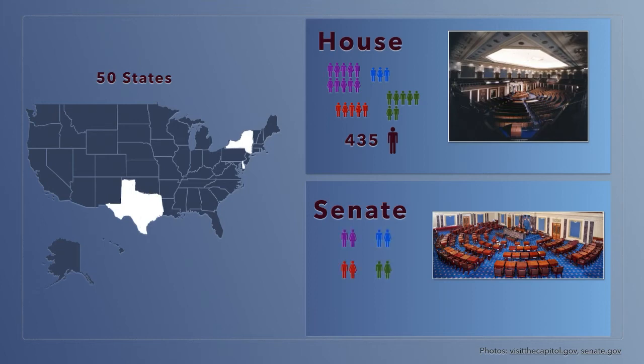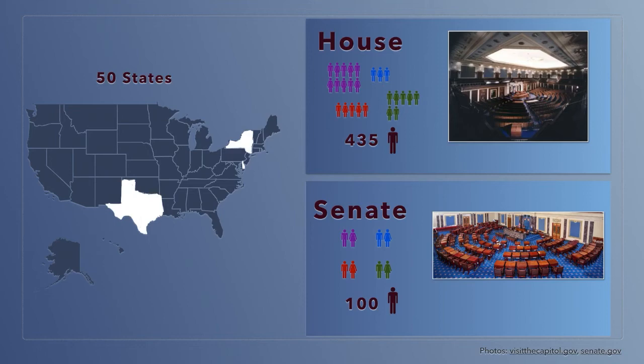In the Senate, there are only 2 people from each state. So if you're a small state, you get 2 people. In the middle size, you get 2 people. Big states, 2 people. So every state gets the same number of people that can go to the Senate and vote. So since we have 50 states, that means there are 100 people in the Senate.